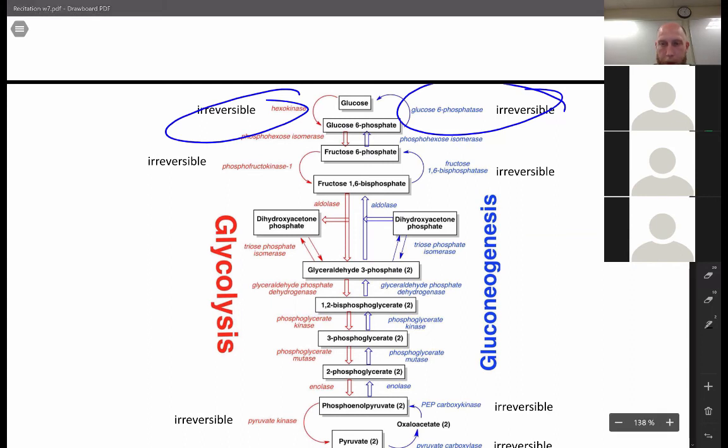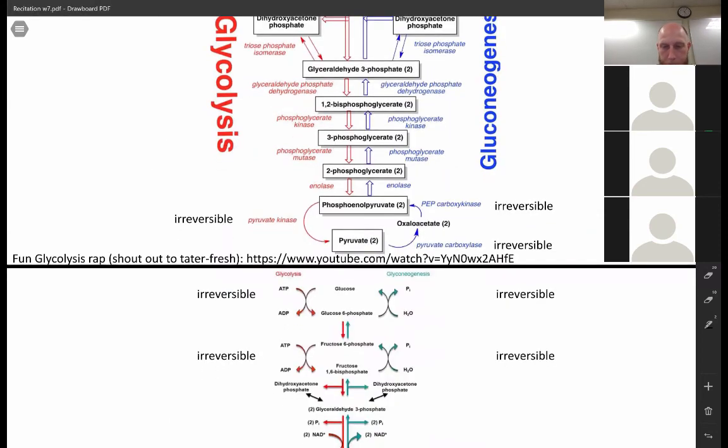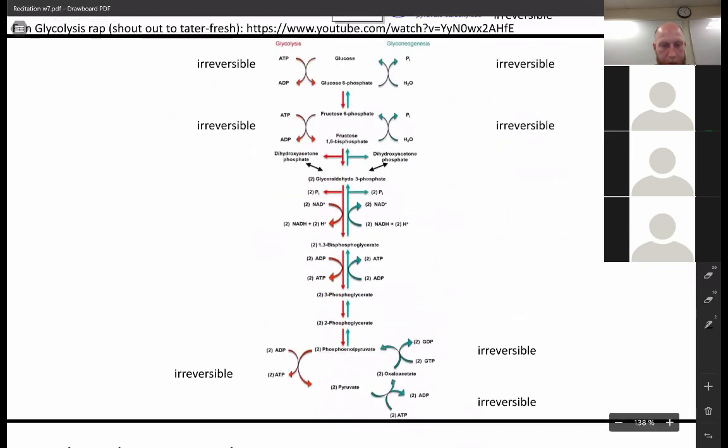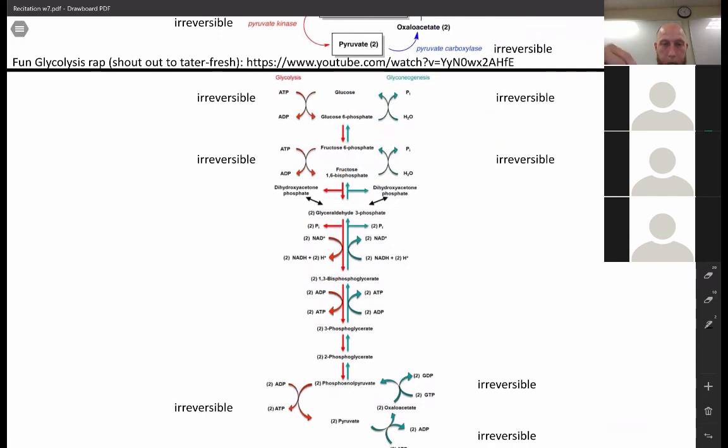The main thing to keep in mind is that those irreversible steps are the steps that are going to be used to regulate the process of glycolysis or gluconeogenesis, depending on the context that the cell is in. And I have a slide coming up that will better illustrate that. But again, just look at this in terms of what's going on.